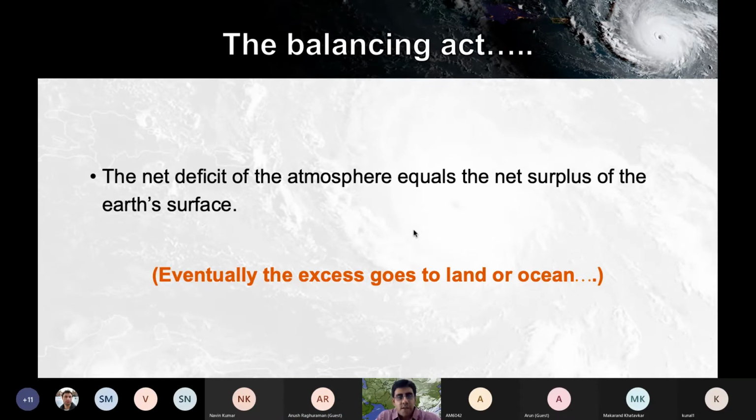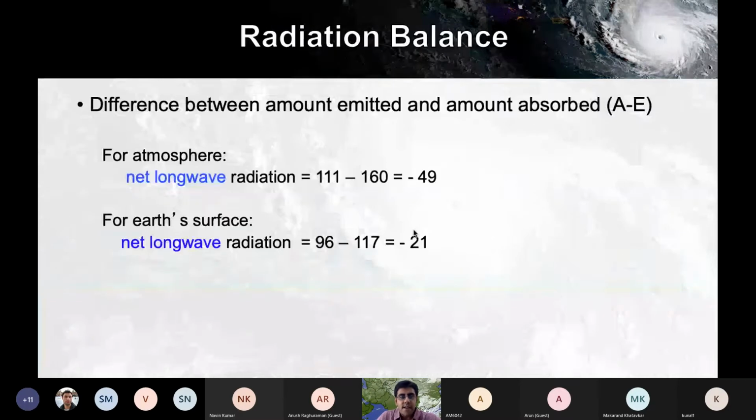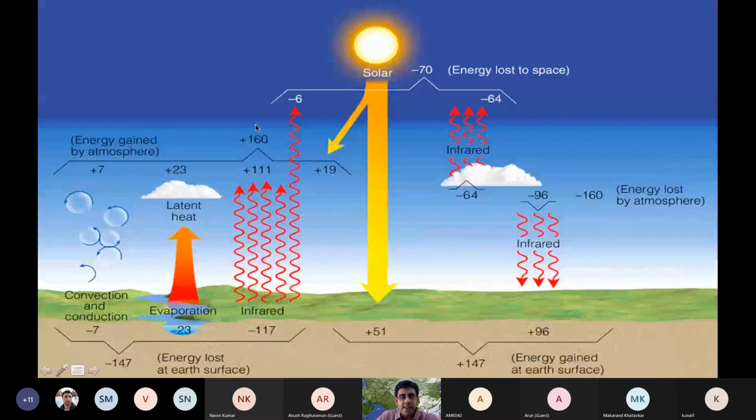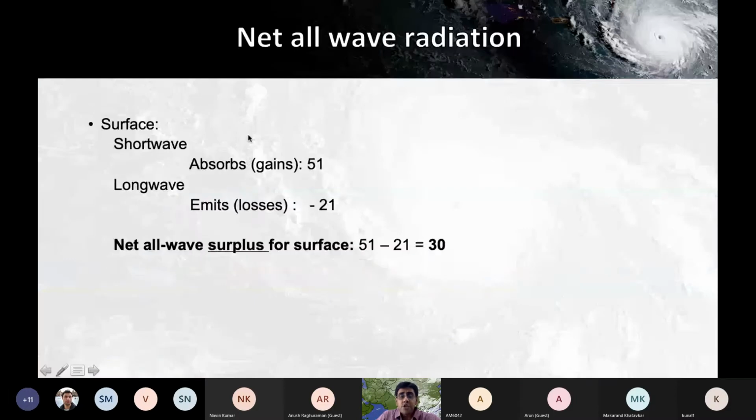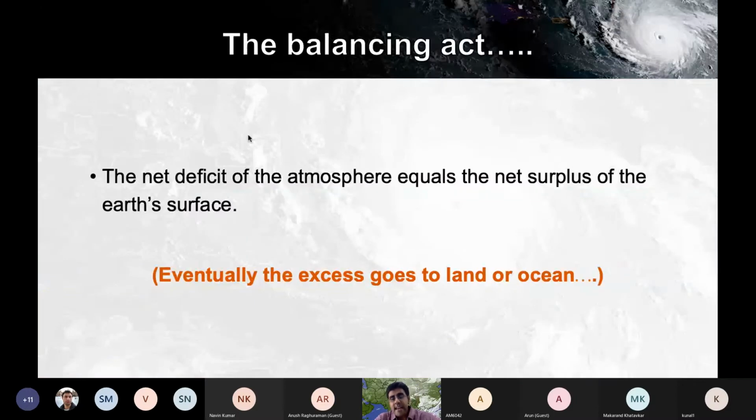The ocean is warming because of the greenhouse gases, and this is where I want to bring up the question: is it because of global warming? Yes, it is because of global warming, because the greenhouse gases are the ones elevating the temperature from 111 to 160. That is the excess heat gained by the surface, and Earth's surface has to give it somewhere. And we all know that the sink is the ocean. Ocean is the largest sink.